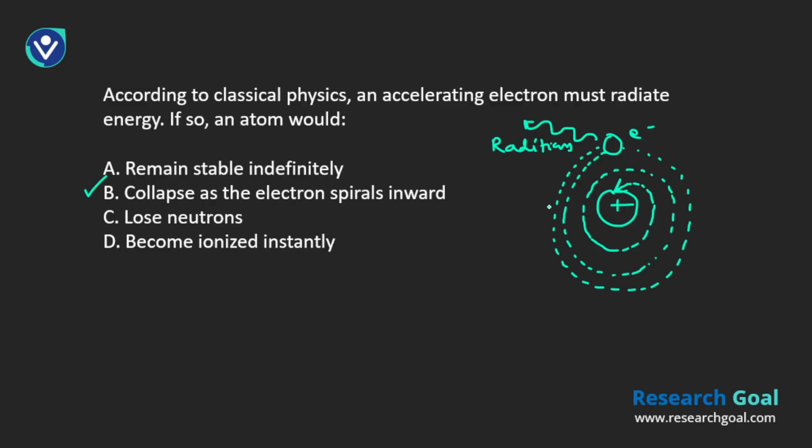All right, so let's see why the other options are not correct. A is false because the atom becomes unstable, right? According to this, it should become unstable, so this option is not correct. It's not going to lose neutrons, because they are not related; they are different particles. Become ionized instantly: ionization is not the direct outcome of radiation loss. That is not related to the loss of radiation. So the correct option is B. According to classical physics, that was the case. All right, if you have selected the correct one, congratulations. Let's move to the next.